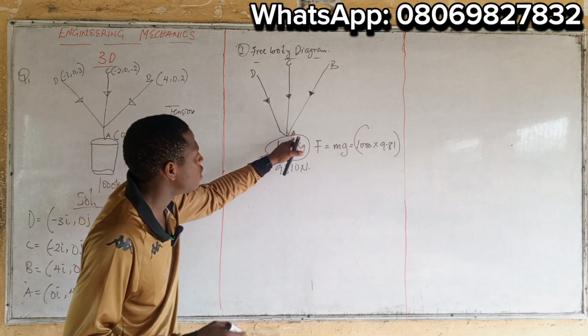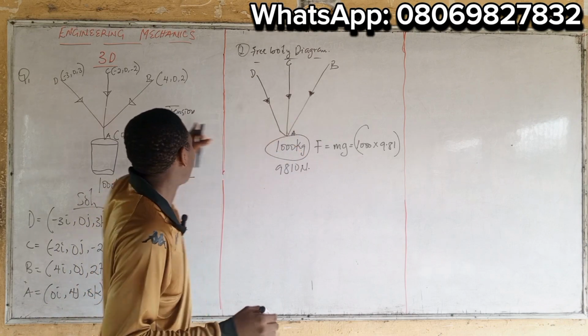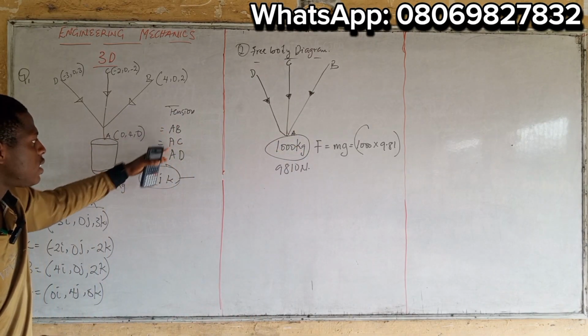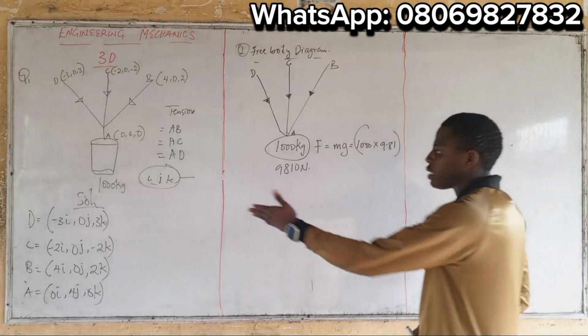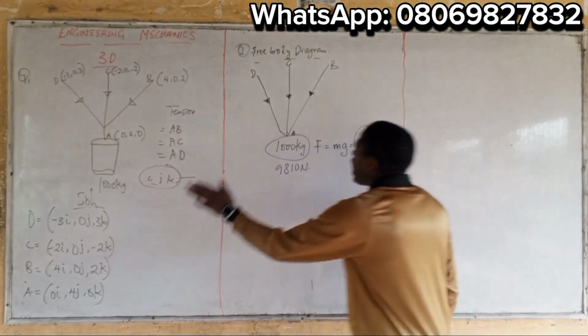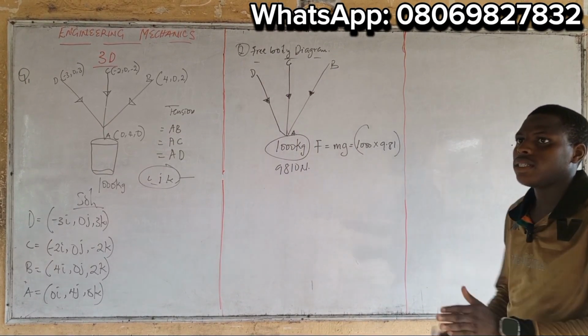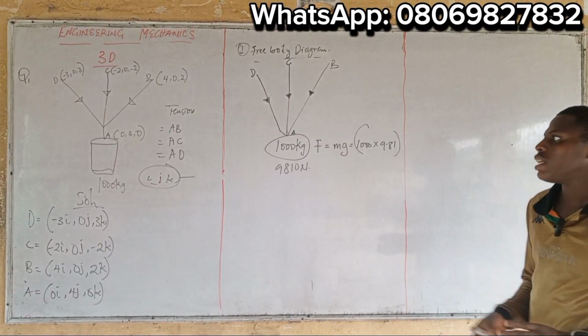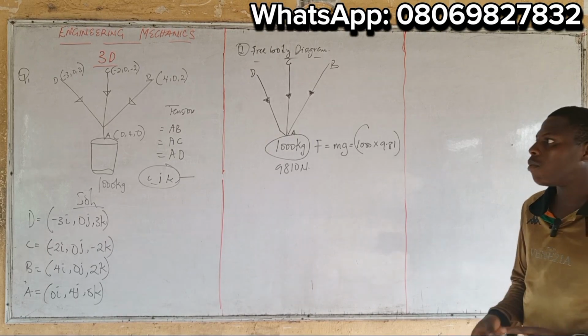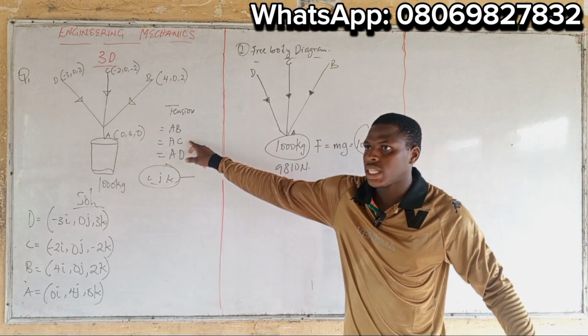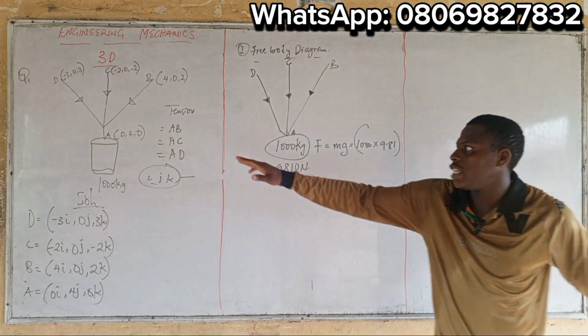Now, how do we get the force for these other ones which we are asked for? AB, AC, and AD. We've gotten our step 1, which is this. Our step 2 is to draw the free body diagram. Now, the third step, which is step 3, is to write the vector form of your tension given.